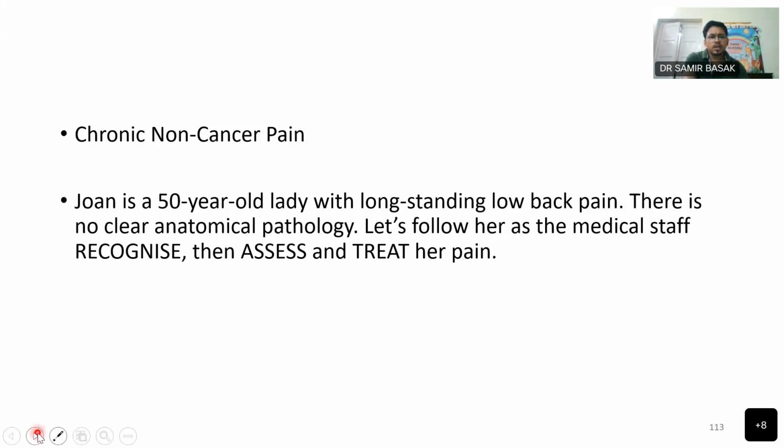Another is chronic non-cancer pain: a 50-year-old lady with long-lasting low back pain. There is no clear anatomical pathology. Let's follow her as medical staff. Long-standing low back pain with no anatomical pathology, though MRI may show degenerative changes. How will we approach, recognize, assess, and treat the patient? These two cases are there before we go into the examination part.